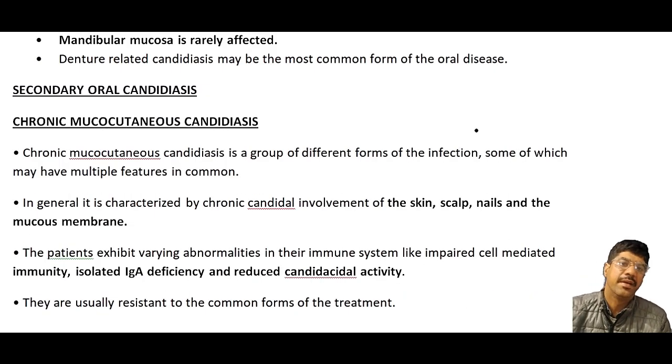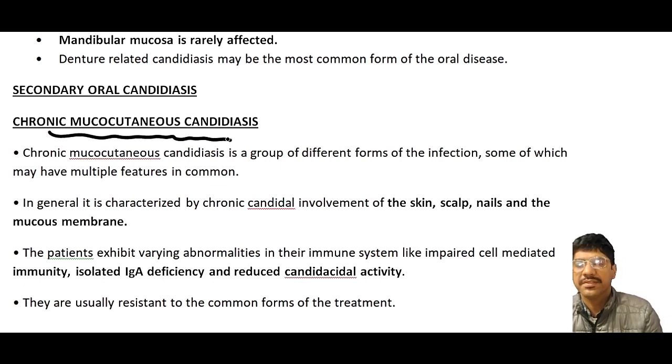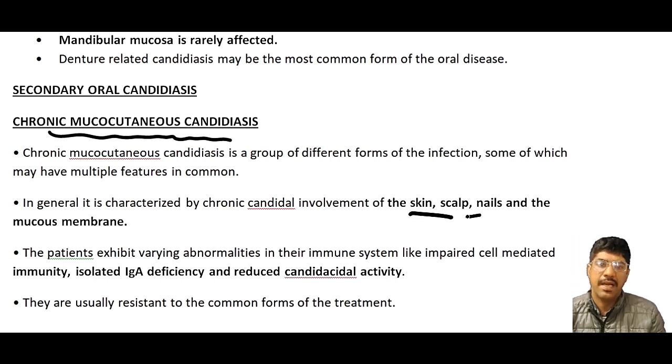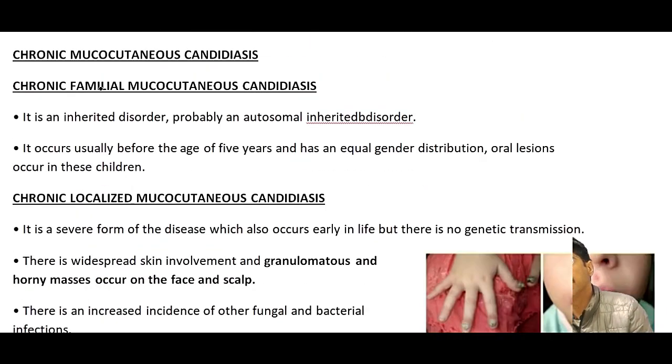Next, moving to secondary oral candidiasis, that could be chronic mucocutaneous candidiasis. Chronic mucocutaneous candidiasis is a group of conditions where Candida affects other portions like skin, scalp, nails, and the mucous membrane. Another form is chronic mucocutaneous candidiasis that is an inherited disorder, probably autosomal inherited.